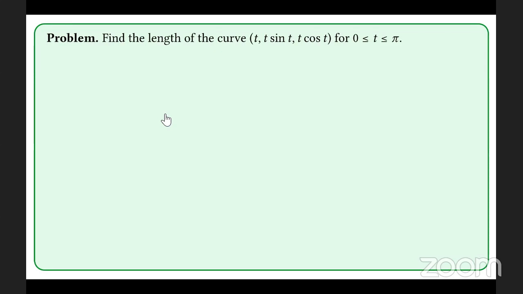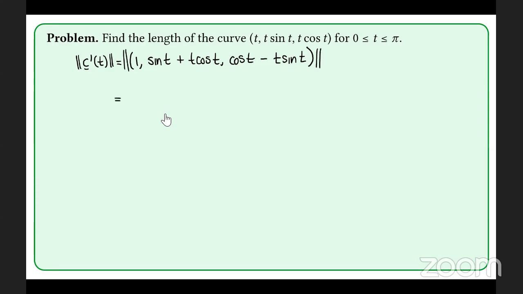Yeah, no worries. Okay, so the magnitude of C prime, let's go ahead and find that. We'll have to use product rule here. So 1, let's see, sine of t plus t cos of t, and cos of t minus t sine of t. Okay, and now we're going to take the magnitude of this.